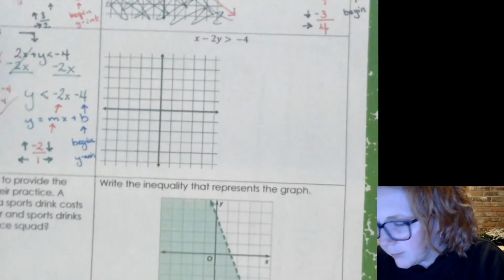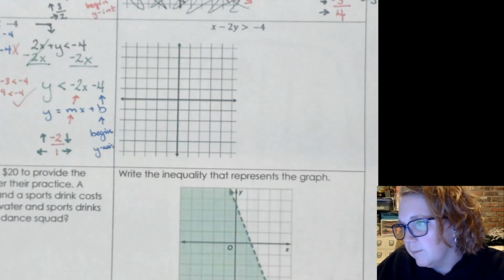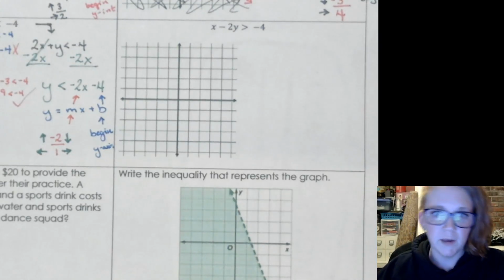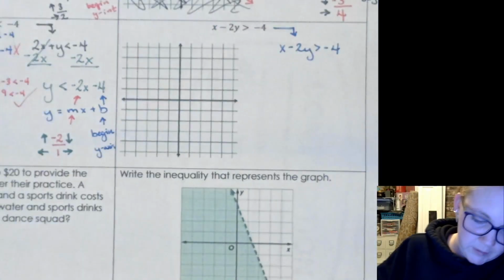All right, so let's take a look. Now we have x minus 2y is greater than -4. So again, we're going to take this, bring it over here, a little more room, and we're going to start solving that.